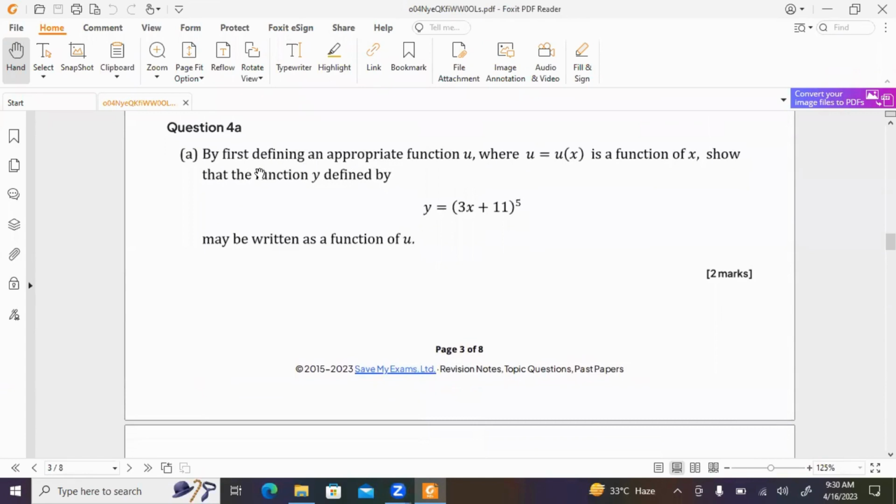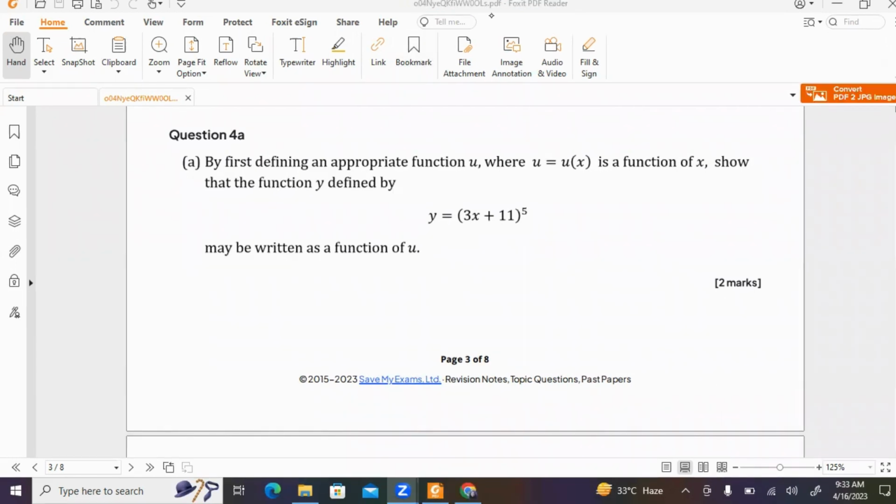In question 4, it's saying by first defining an appropriate function u, where u equals u of x is a function of x, show that the function y defined by y equals (3x plus 11) to the power 5 is written as a function of u. So in order to solve this question, we'll assume that u equals 3x plus 11. So if u equals 3x plus 11, y will equal u to the power of 5. That is your function.